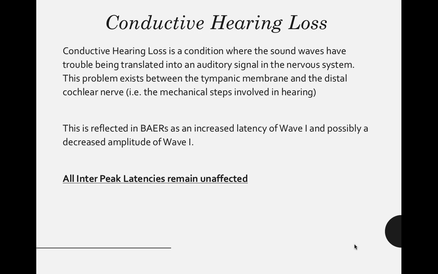Conductive hearing loss will affect wave 1 specifically, because wave 1 is what's hearing that click. But once that signal has made it onto the nerve, if there's no other issues down the line, then all the other signals, the interpeak latencies, wave 3, wave 5, they're all going to be fine. Conductive hearing loss is a problem delivering the sound to the nerve, and it only affects wave 1.